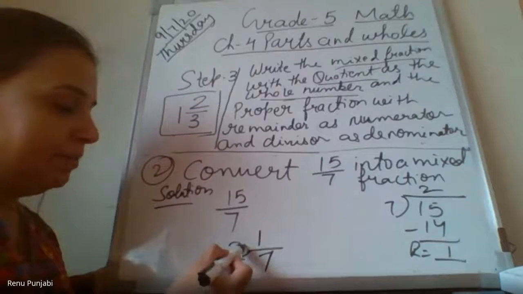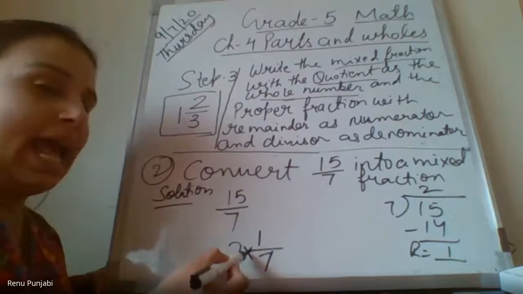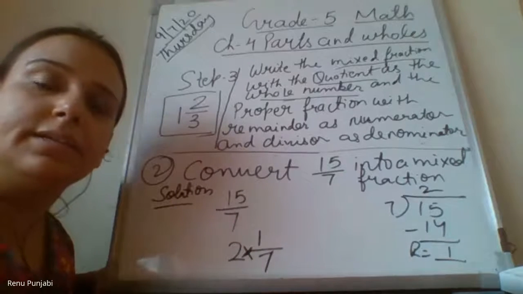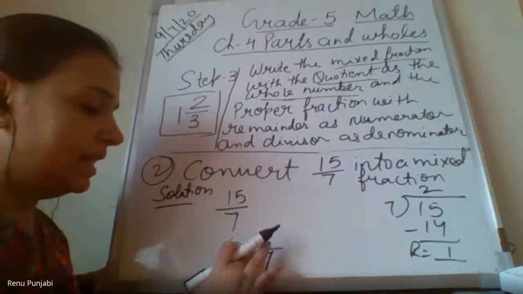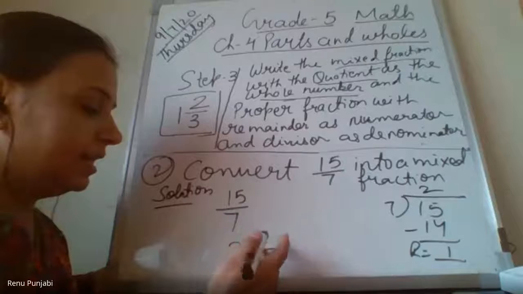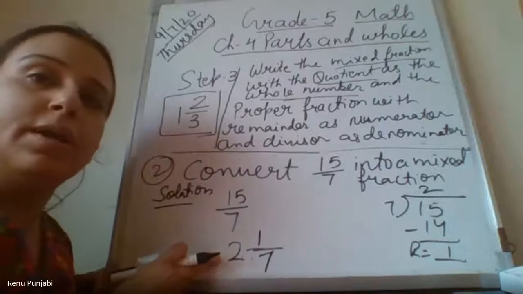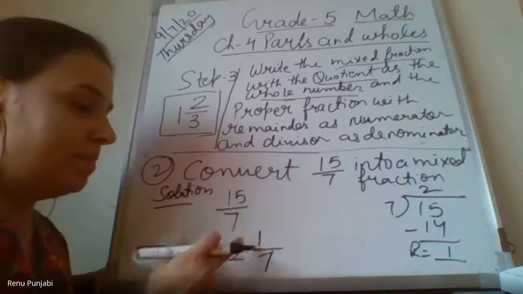You need to multiply both these numbers, the whole number and... Yes, my dear. Ma'am, how to speak this one? Mixed fraction. Yesterday also I explained to you that the number which is written here is the whole number. 2 whole number 1 upon 7.